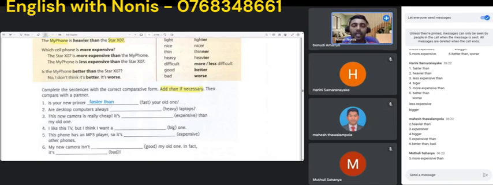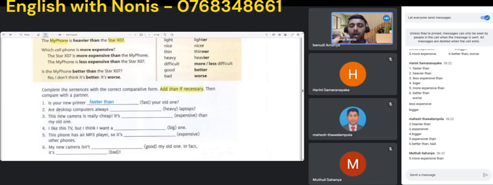Why do we use than here? Because the other noun is given. Old one means that's the previous one. So both the nouns are given. New printer, old printer. So when both the nouns are given, when you are comparing, you use the comparative form of the adjective. At the same time, you use than. Is your new printer faster than your old one? The comparative form is used.